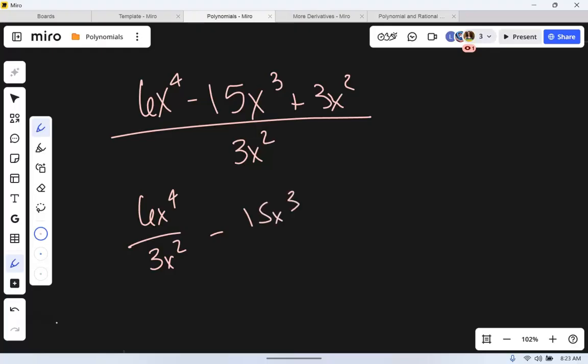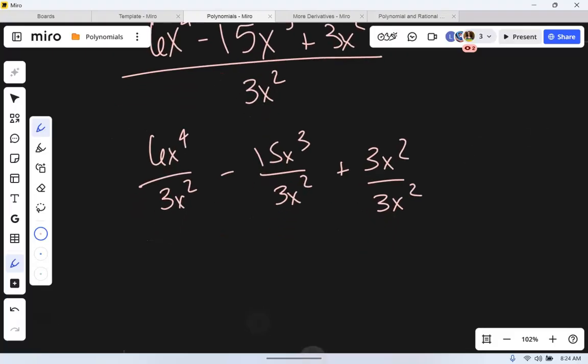Minus 15x cubed over 3x squared. And it just becomes 3 separate problems like we did with the properties of exponents, right? Y'all remember this? Everybody okay? All right. So each one of these would simplify 2x squared minus 5x plus 1. Everybody okay with that? Okay.